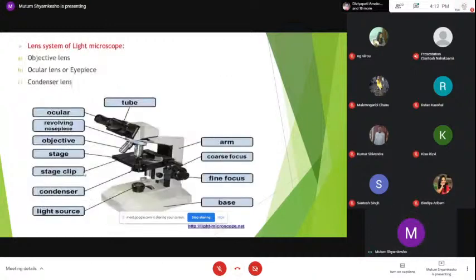Here we are just showing the position of the individual lenses in the lens system of a compound light microscope. It is the ocular lens. Then this is the objective lens, which is nearest to the object or specimen. Then it is the condenser lens, and it is nearest to the source of illumination, the light source.